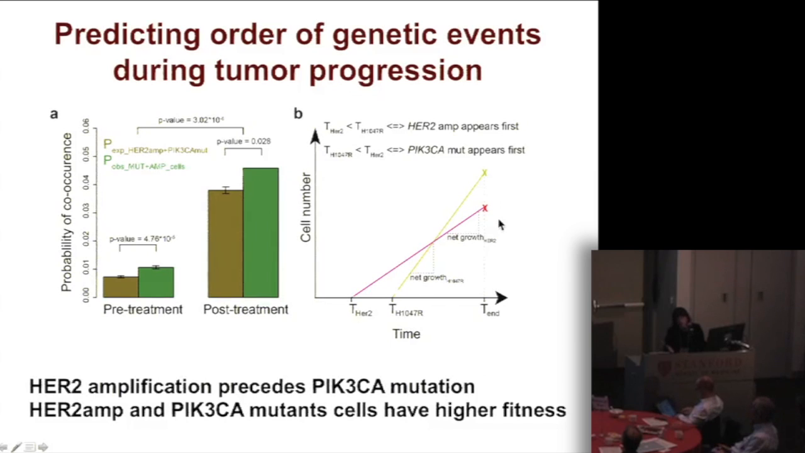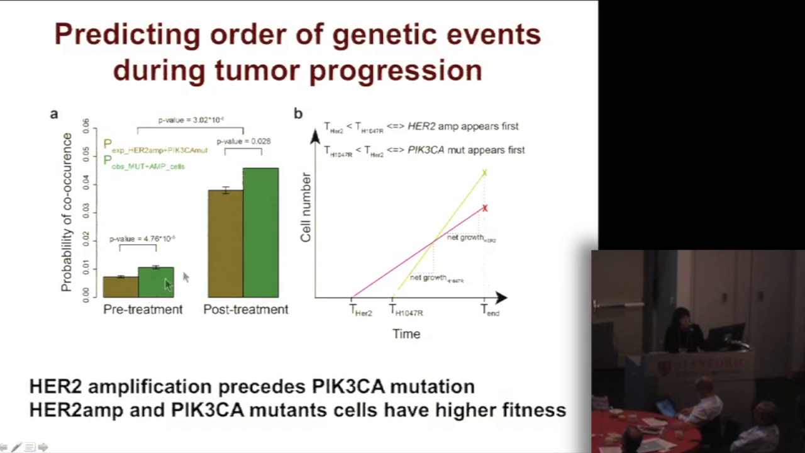And again, another utilization of these in situ technologies is to look at the order of genetic events. So in this particular case, we wanted to see what is occurring first, HER2 amplification or PI3 kinase mutation. Of course, we cannot assess the other genetic changes which likely are occurring in the tumors, but we basically just wanted to see the relative order of these 2 events.